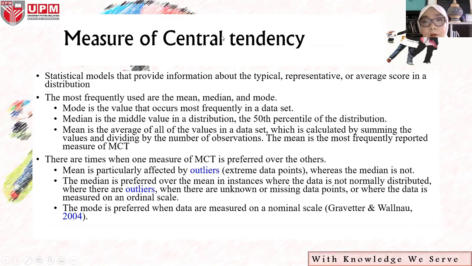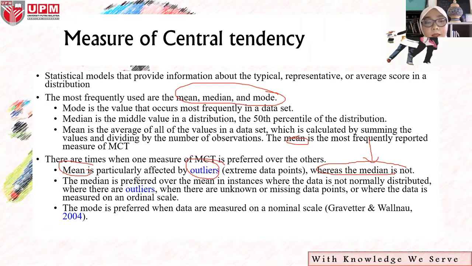In general, these three are the most frequently used, but among these three, the most frequent is mean. There are times when one measure of MCT is preferred over others. The mean is particularly affected by outliers, whereas the median is not. So if your data do not meet the assumption of normality due to the existence of outliers, then you may prefer to report the median instead of the mean.